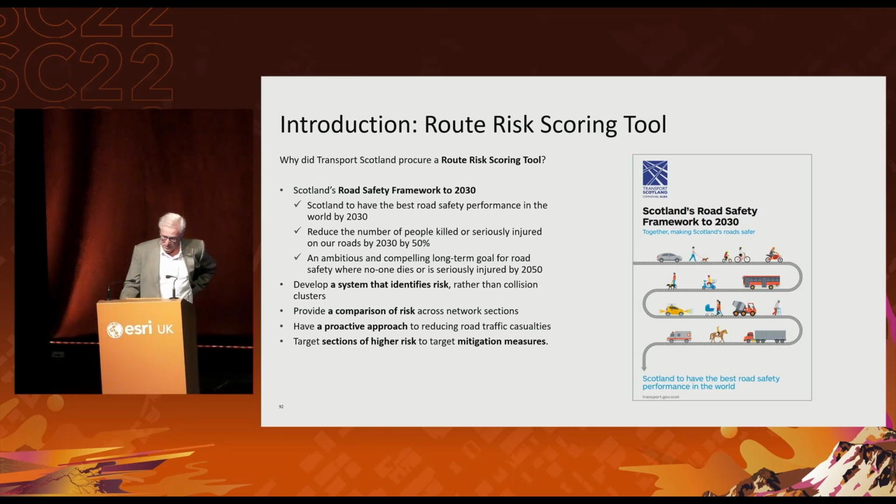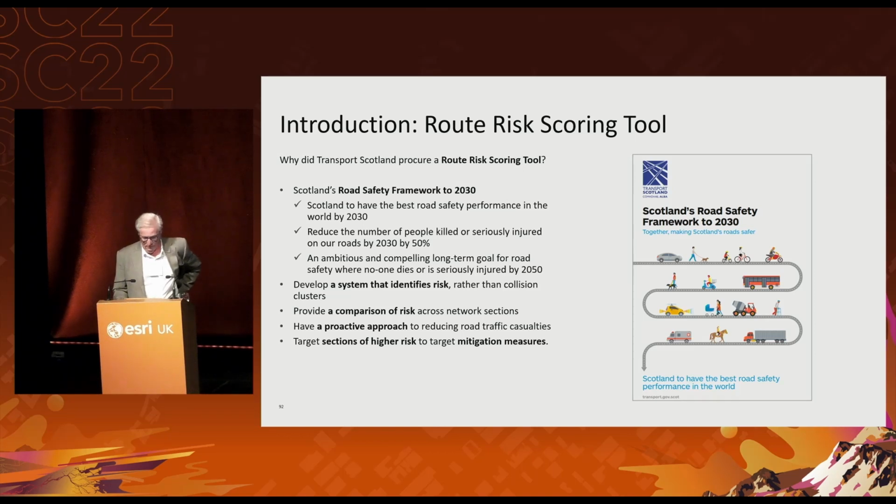However, national statistics for road casualties reported to Police Scotland in 2019 showed that the total number of casualties had fallen to the lowest number since annual records began in 1950. This year-on-year improvement in road safety has made it much more difficult for us to identify cluster sites and to target mitigation measures to improve road safety.